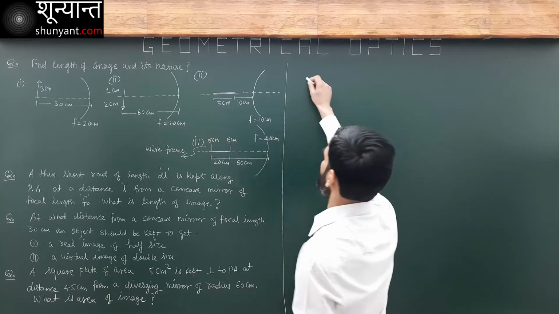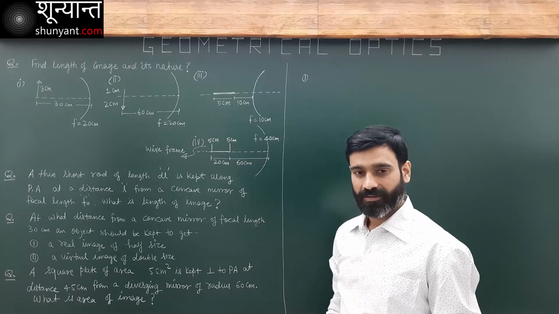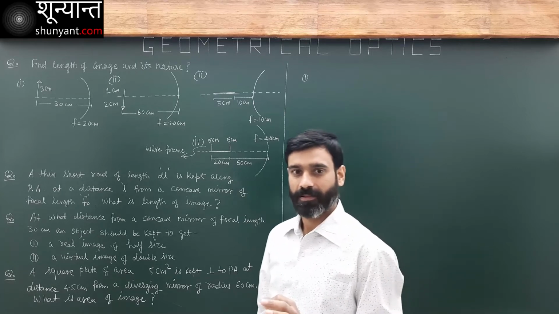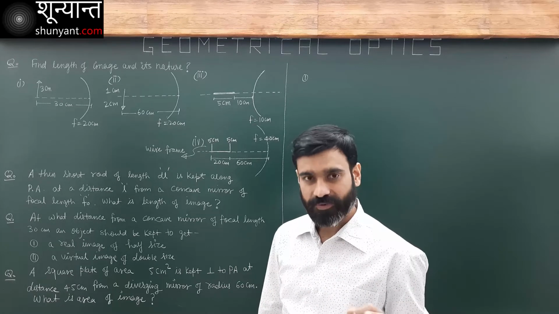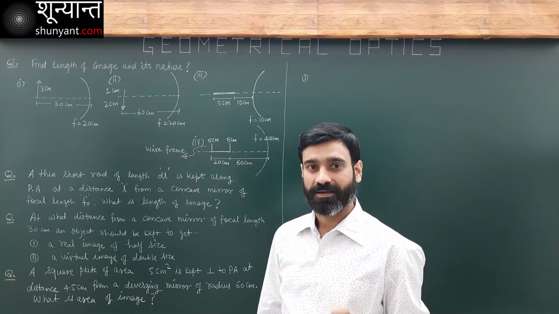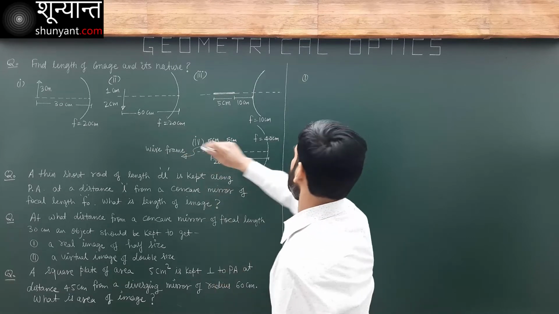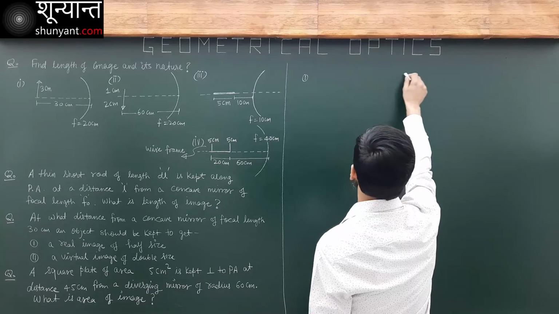The first case here. The moment you see a problem in geometrical optics, lenses, mirrors and all, the first step should be to decide the sign convention. What is going to be the sign convention?